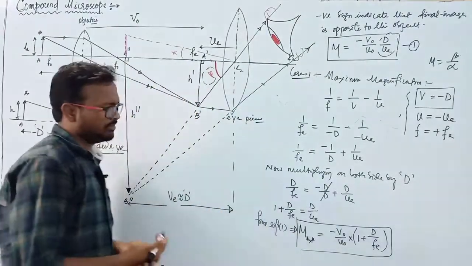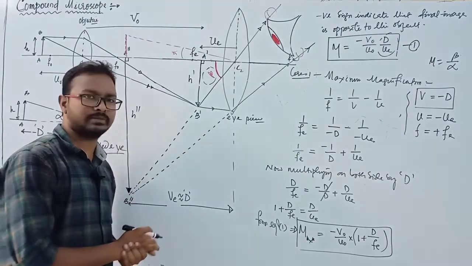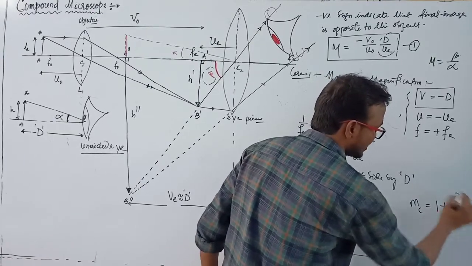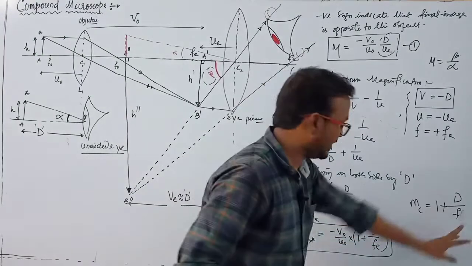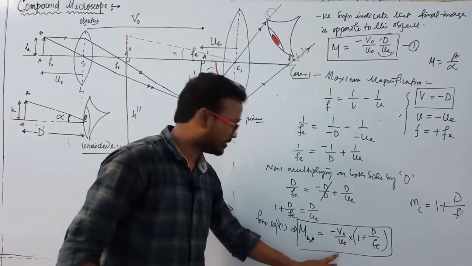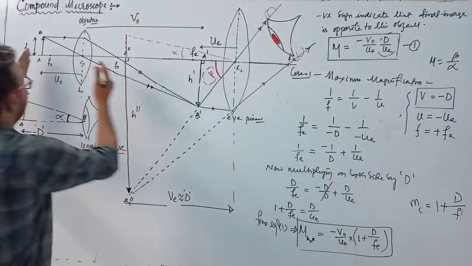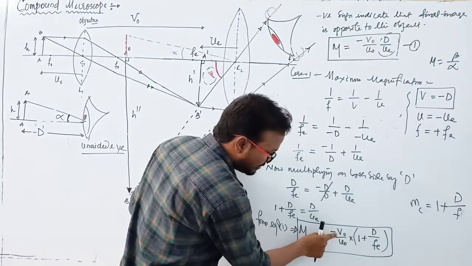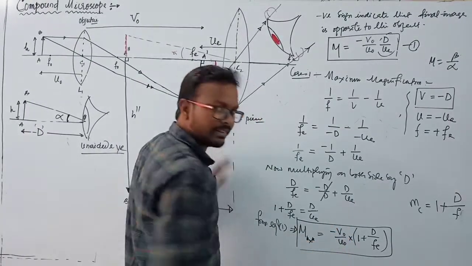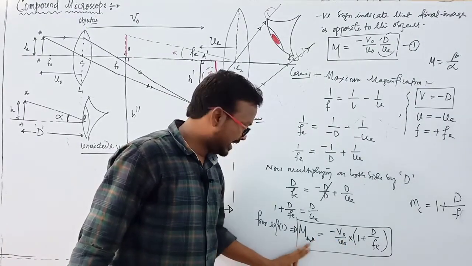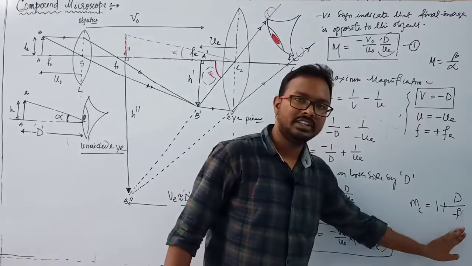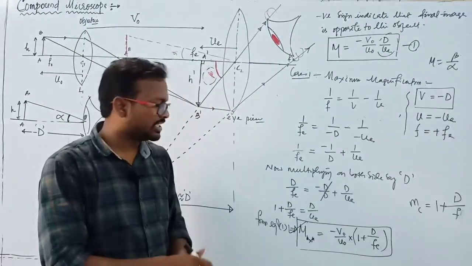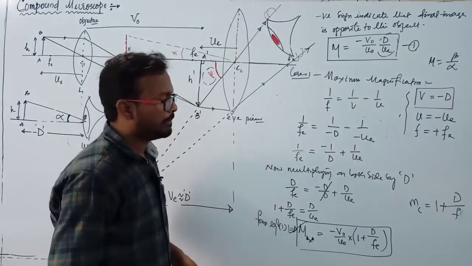So what is the difference between a simple microscope and a compound microscope? Why do we use a compound microscope? Because the magnification of the compound microscope has the term 1 plus D by F, and another multiplication term, minus V naught by U naught. U naught is this distance, but V naught is this distance, which is the maximum distance. Clear? If we divide a maximum quantity by a minimum, the total term will be greater than 1, so M max is always greater than the magnifying power of a simple microscope. So we use a compound microscope for a clear and magnified image. This is maximum magnification.